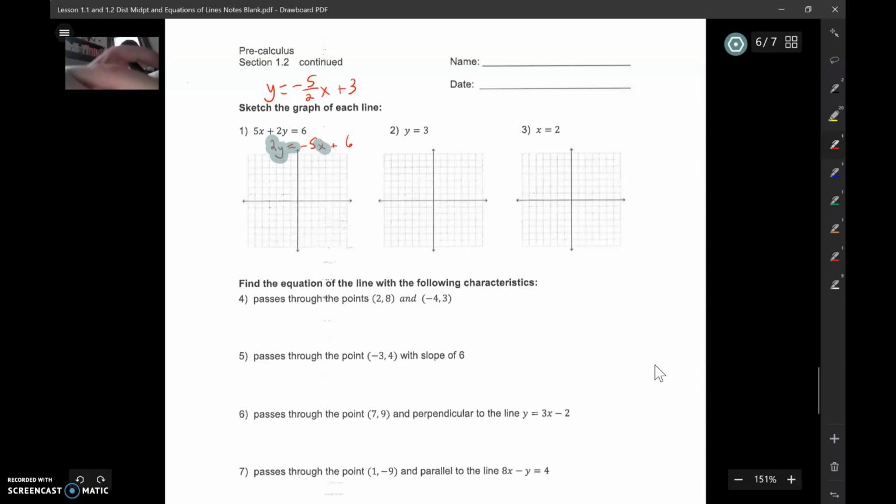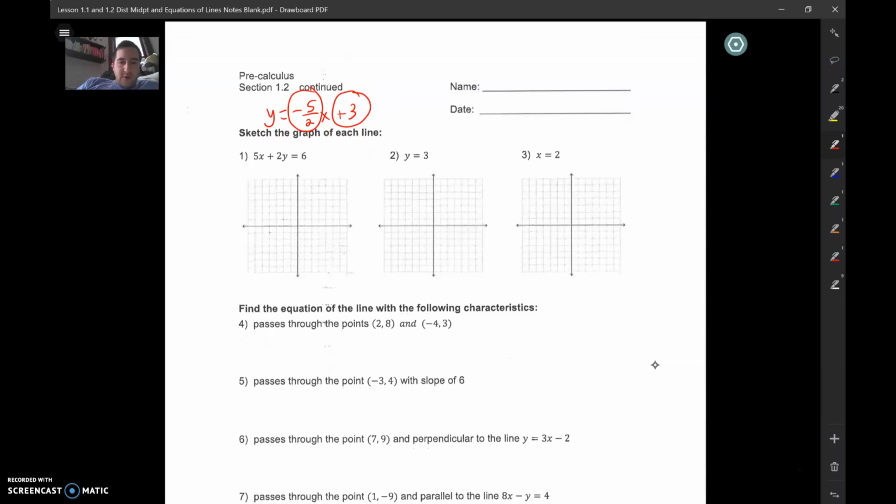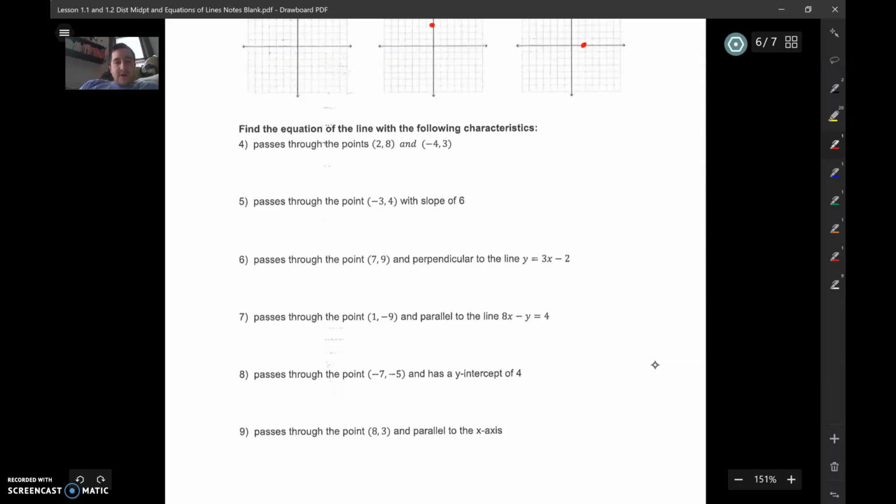Okay, and then once you have it in this form, I'm confident that you guys can find your y-intercept. That's where you'd start on the graph, and then you follow this slope, down 5, right 2, down 5, right 2. And then 2 and 3 is just a reminder, when it's y equals, you go to where y equals 3, and it's going to be a horizontal line. And then for x equals 2, you go to where x equals 2, and just remember that it's going to be a vertical line.